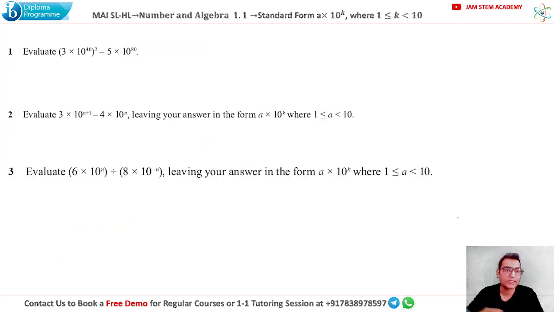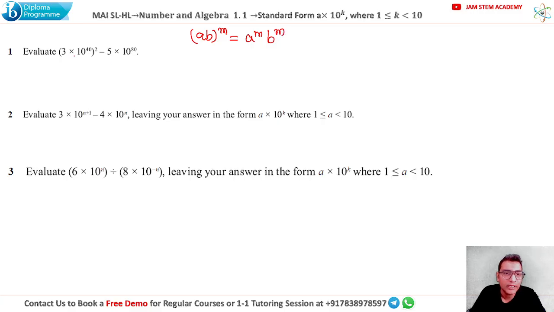Okay. Now, next problem. It says evaluate (3 times 10 raised to the power 40) whole squared minus 5 times 10 raised to the power 80. You can pause the video and try these questions also by yourself. So now here I'm providing the solution. Using the laws of exponent, if you have (ab) whole raised to the power m, you can write it as a to the power m, b to the power m.